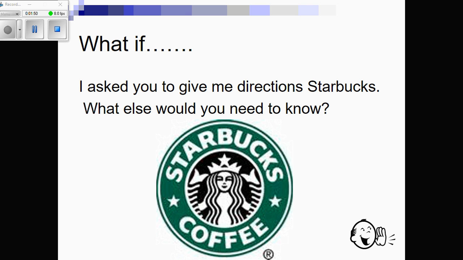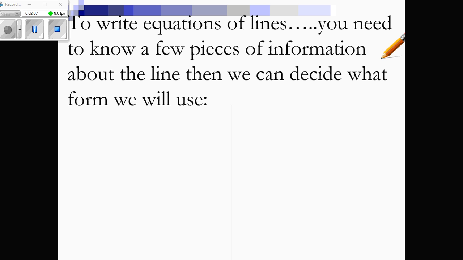Okay, so you need to keep that in mind when we're talking about writing equations of lines. I know that doesn't seem important, but it really is. We have to have some basic knowledge of what we're going to do, and when we're given that knowledge, then we can decide which path we are going to take. So if I'm going to write equations of lines, I need to know a few very important pieces of information about a line. Then I can decide what form I'm going to use. I'm not going to use the same form all the time because when I get one type of information, I want to do what's easiest. I want to go the easiest way to Starbucks, okay?